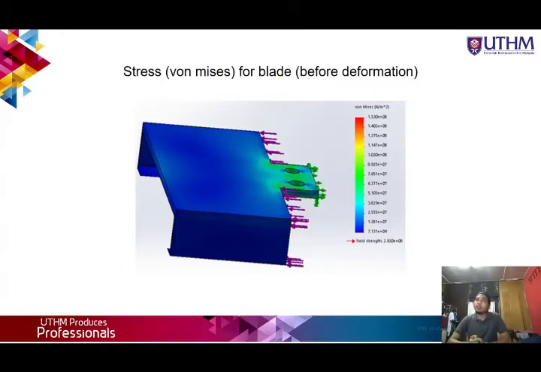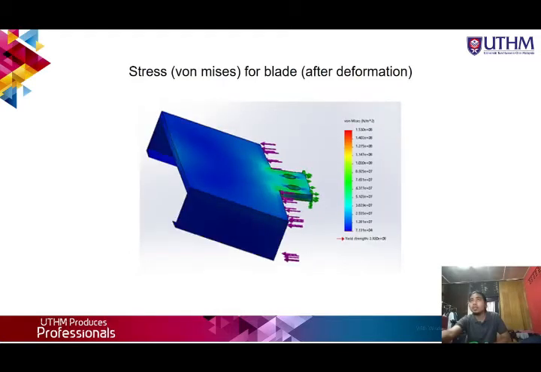The analysis that we use is acted on the blade of our product. The green color is the static and the purple color is the load that acted on the blade. And this is the stress test on the blade. This is before deformation and this is after deformation for the stress test.